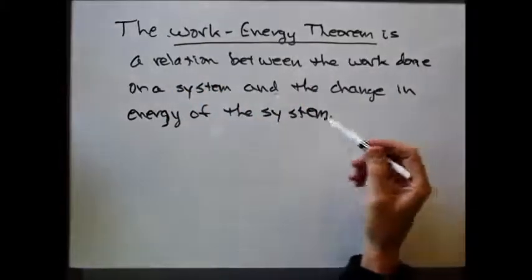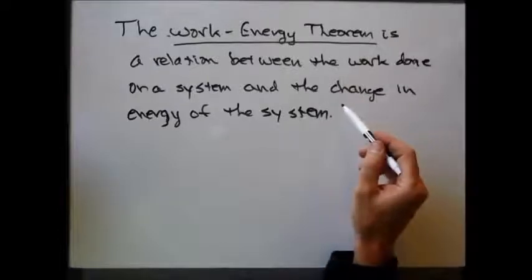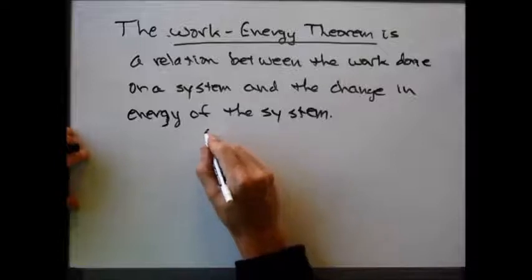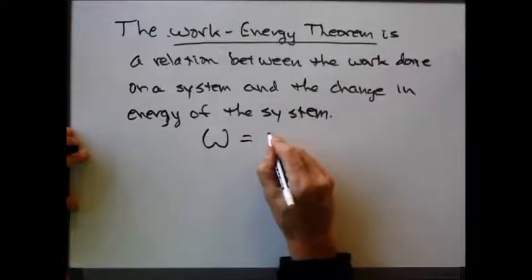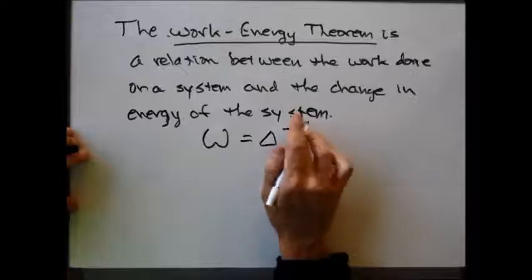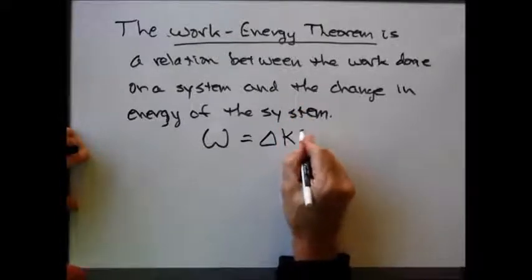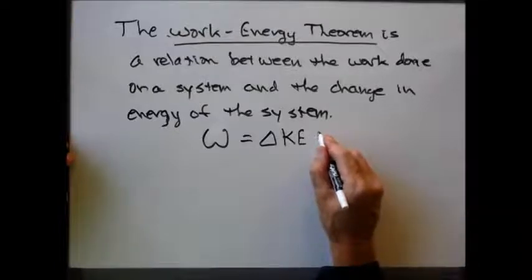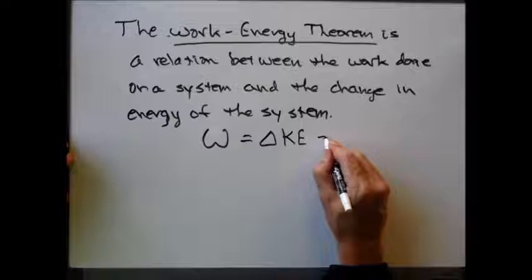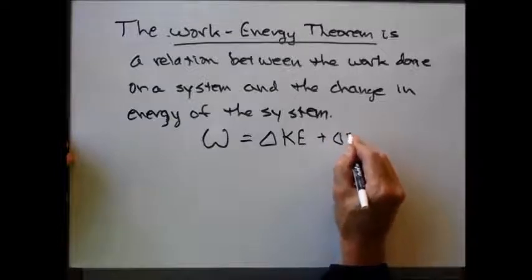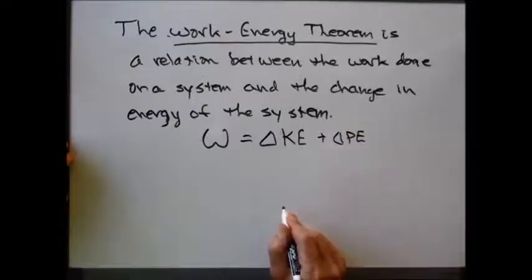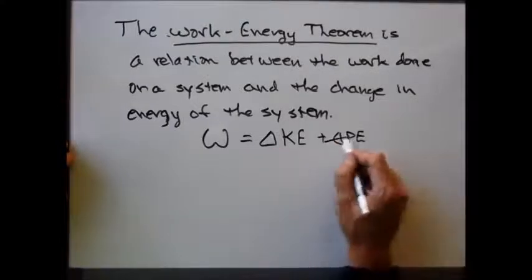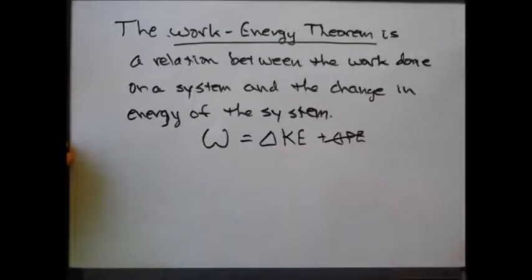So the work energy theorem is a relation between the work done on a system and the change in energy of a system. In its simplest form, it looks like this. The work done is equal to the change in the kinetic energy. Later we'll write this as the work done is equal to the change in kinetic energy plus the change in potential energy. But first we're going to derive it this way with just the kinetic energy and the work.